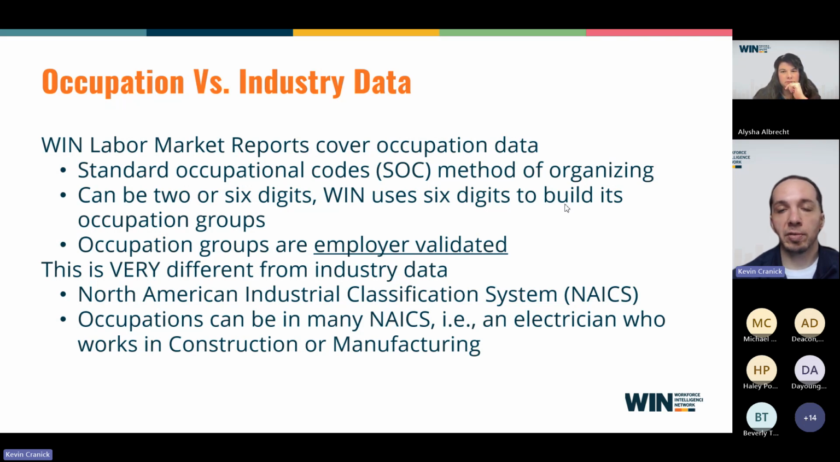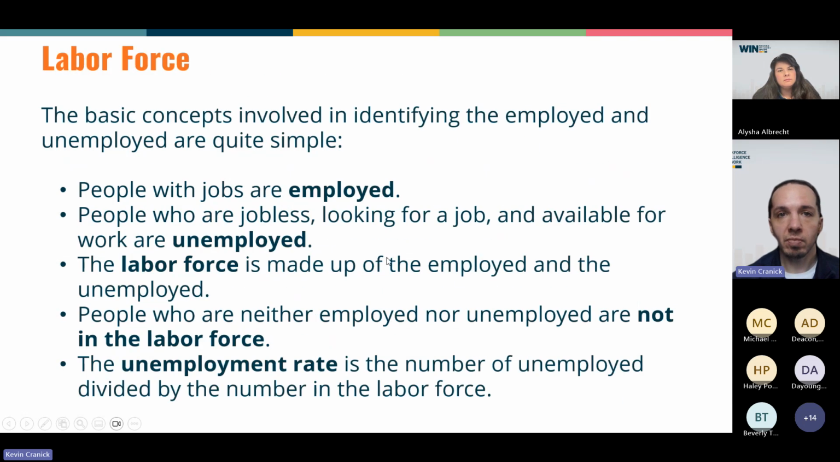This is also different from another coding system you may be familiar with, which is NAICS, the North American Industrial Classification System. Again, the key difference and the reason WIN chooses to use the SOC method versus the NAICS method is that within NAICS, you may have, one example provided here, an electrician who works in construction or manufacturing. The SOC method is much more granular in nature and allows us to build a more refined report that gives better information relative to the occupations themselves.